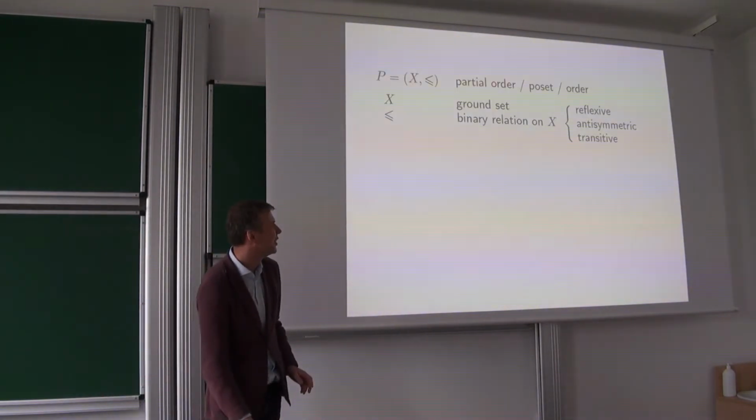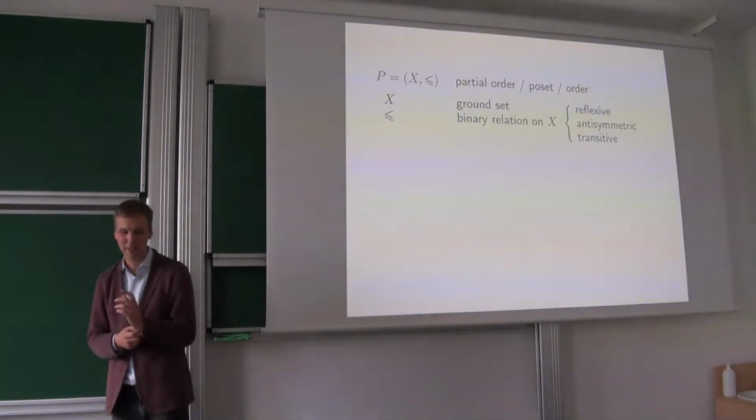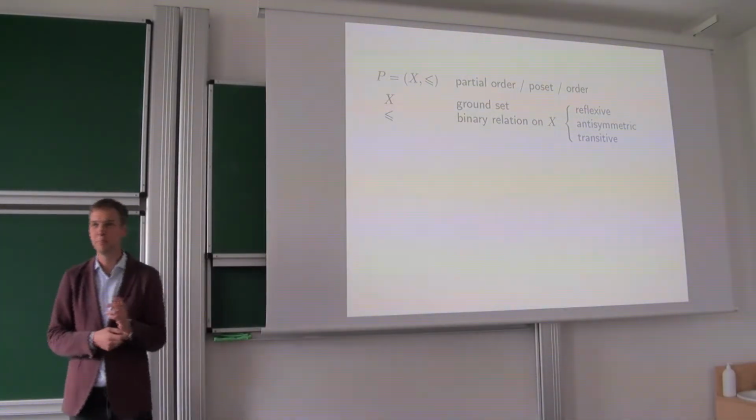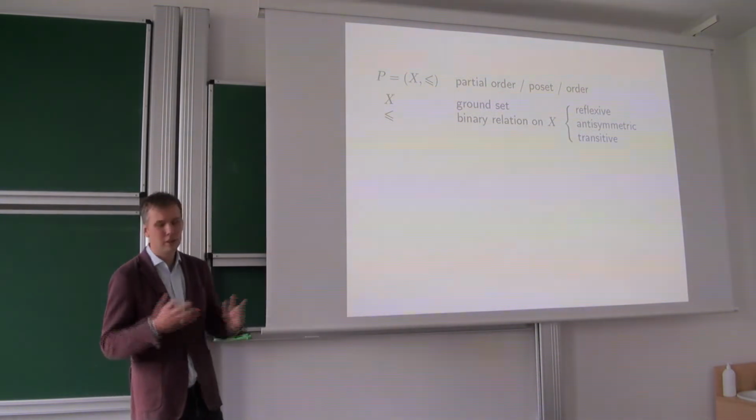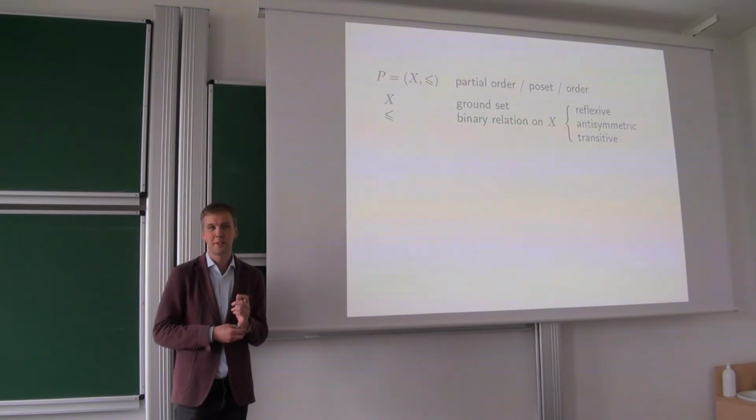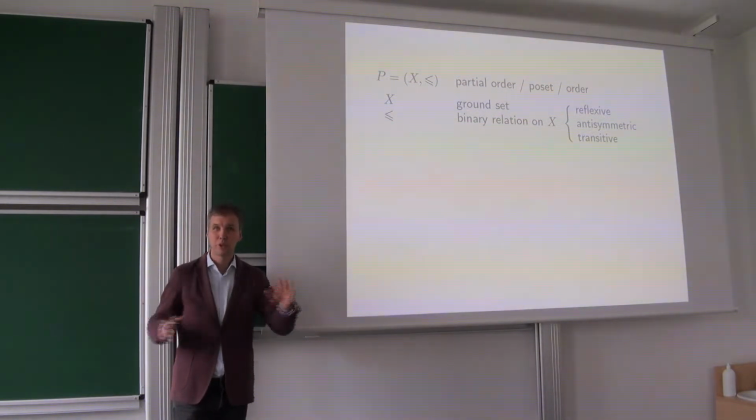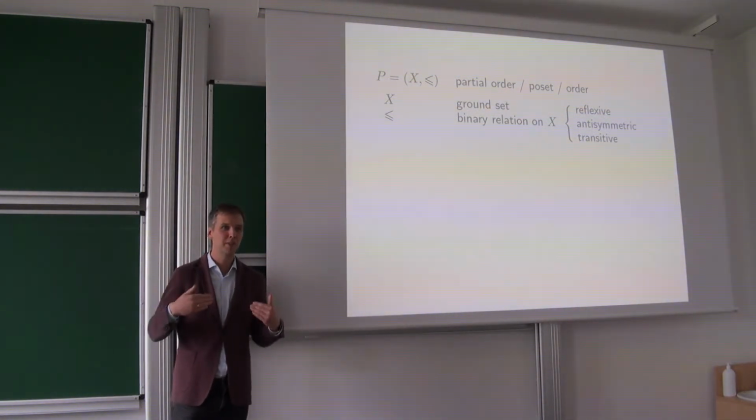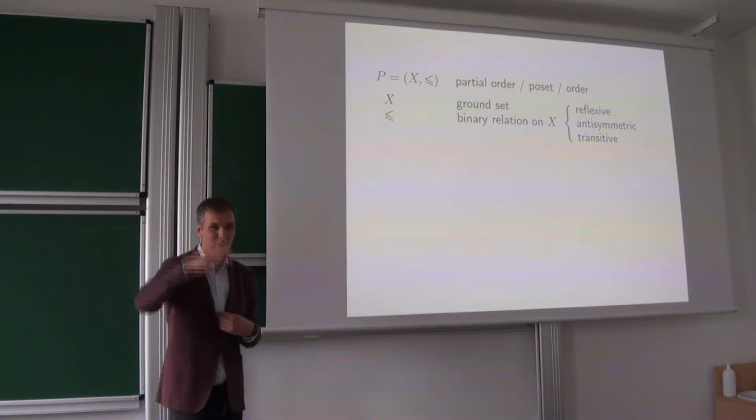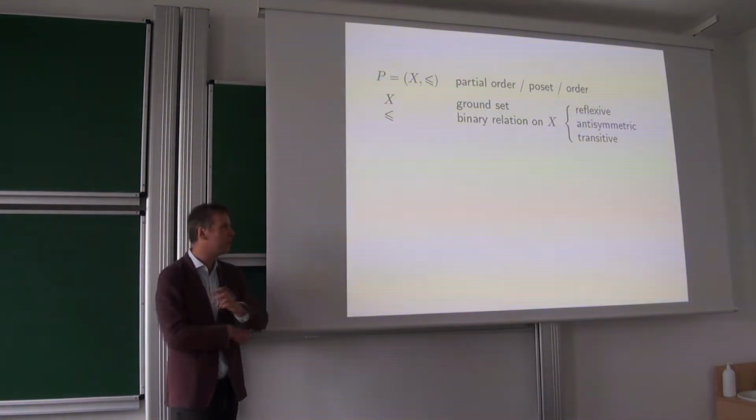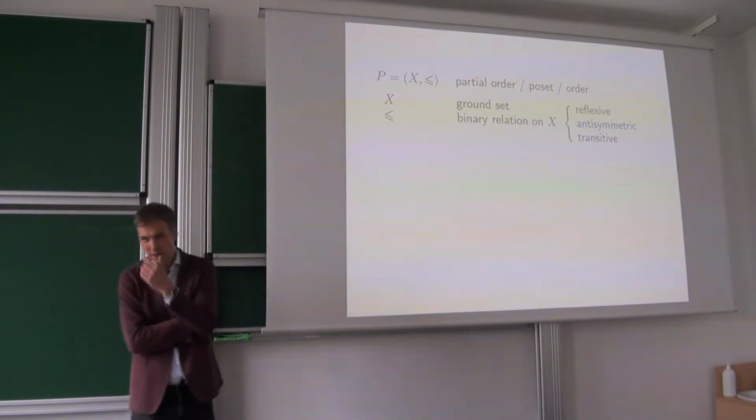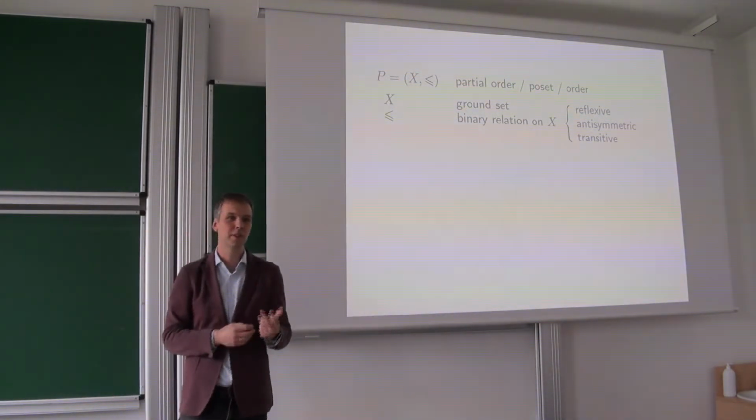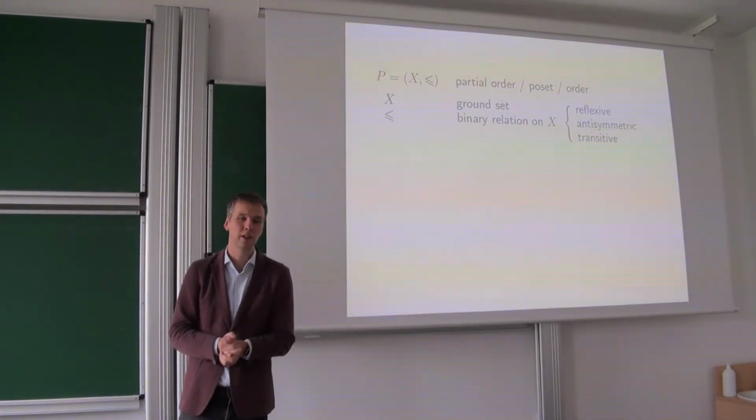Okay, so that's the main character. It's a partially ordered set, a pair. You have a ground set, usually in our business finite. I mean, the topology of the building is difficult, but we are on the computer science side of the building. If you have a problem with finite structures, please go the other way. A binary relation that we study here is reflexive, antisymmetric, and transitive. And that constitutes a poset.